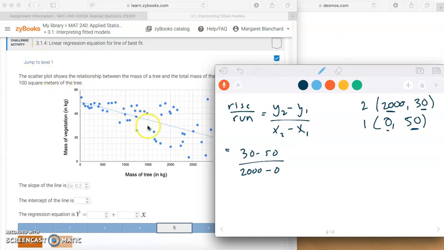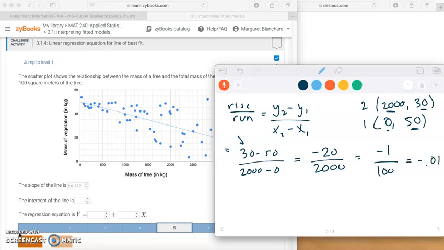This is a negative slope. X is increasing as Y is decreasing. So right here, we see that we're going to get our negative number, and that's good. That means we've set them up the right way. So when we subtract this, we get negative 20 over 2,000, which is the same thing as negative 1 over 100. And when we convert that to a decimal, we get negative 0.01.